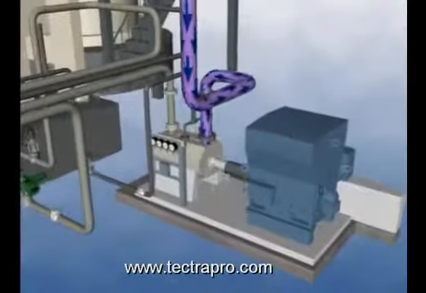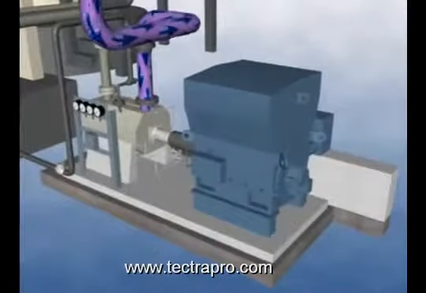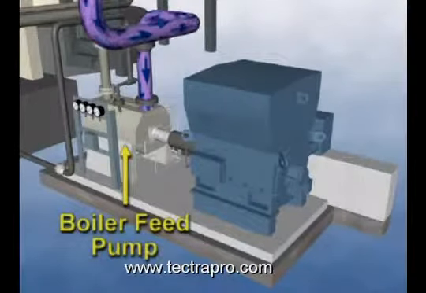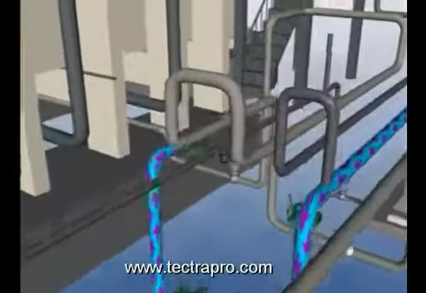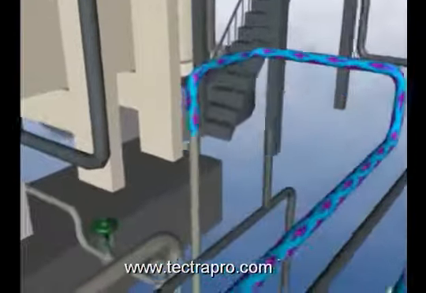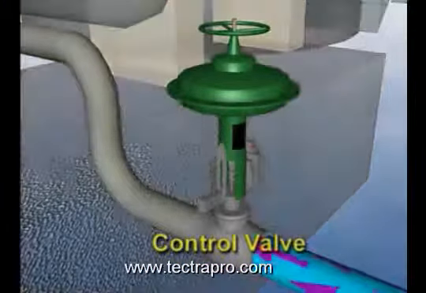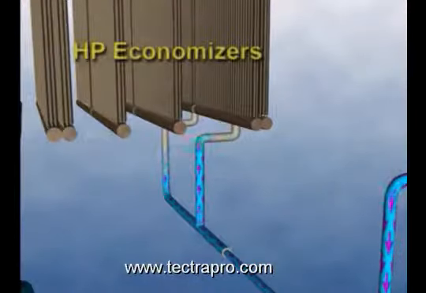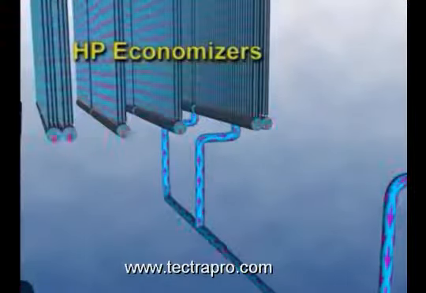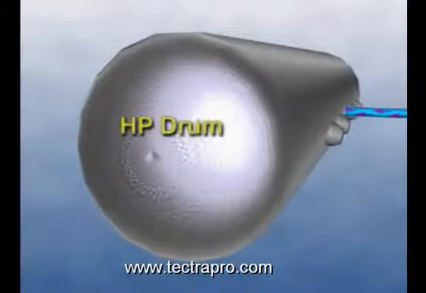The water from the LP drum is supplied to the high-pressure drum through the main discharge of one of 2 boiler feed pumps. From the feed pump, the flow goes through a control valve and 6 HP economizer racks to the HP drum.